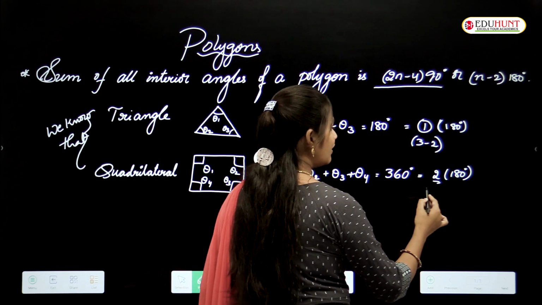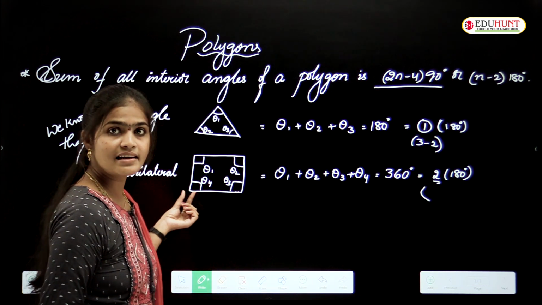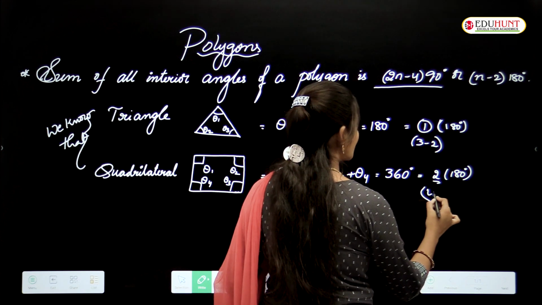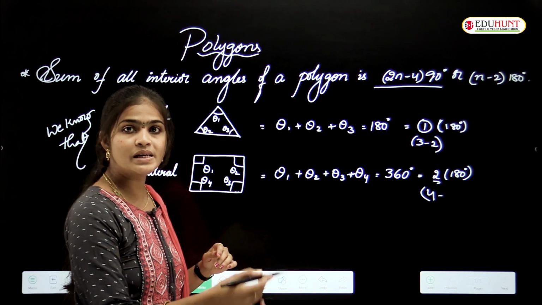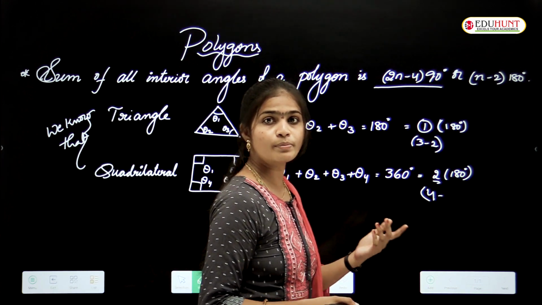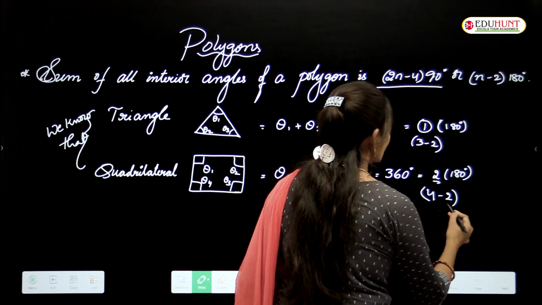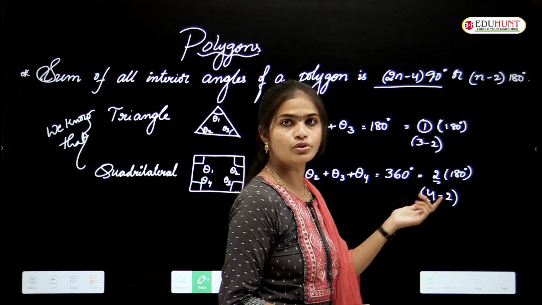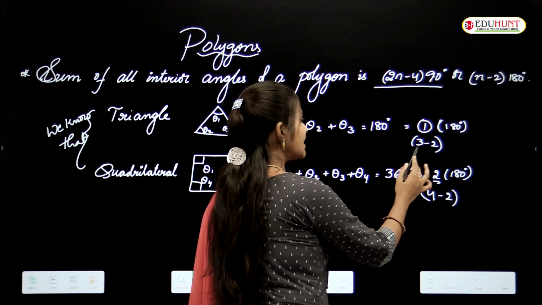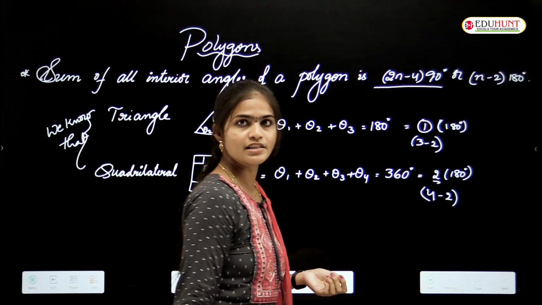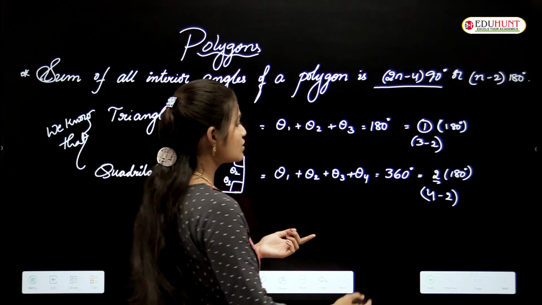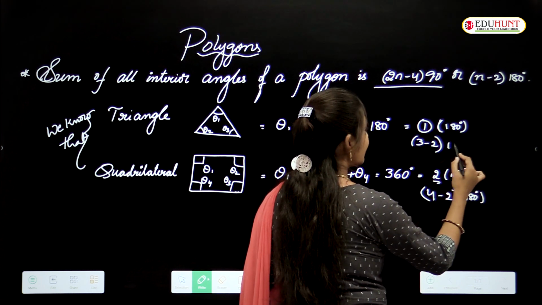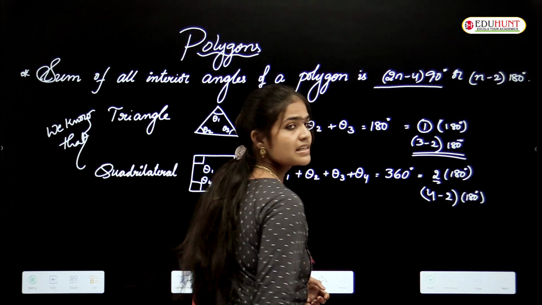In the same way, 2 here we can represent as the number of sides of this figure, 4 sides here we have. So 4 minus how much is equal to 2? 4 minus 2 is equal to 2. Is it clear? So we can represent this as 3 minus 2 and this as 4 minus 2. Shall we write like that? So we can represent this one as (4 minus 2) into 180 degrees and this is (3 minus 2) into 180 degrees. Is it clear?